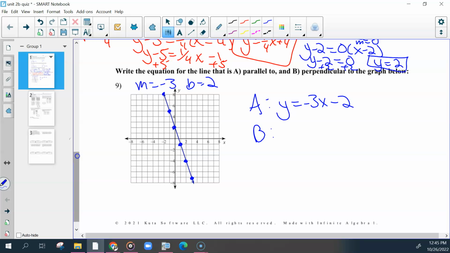And then for the perpendicular version, we're going to take this slope and flip it. If it was negative, make it positive. And then you can pick the same y-intercept, a different y-intercept, doesn't matter. So 9 was worth 3 points: A, B, and then the original slope or slope and y-intercept.